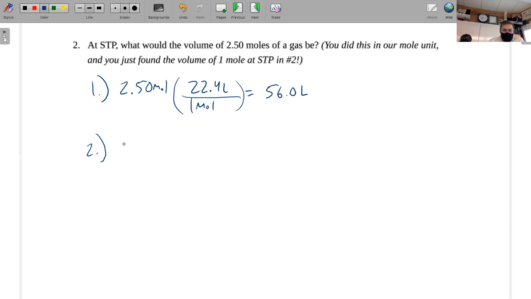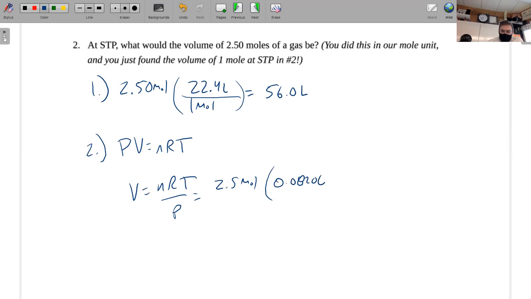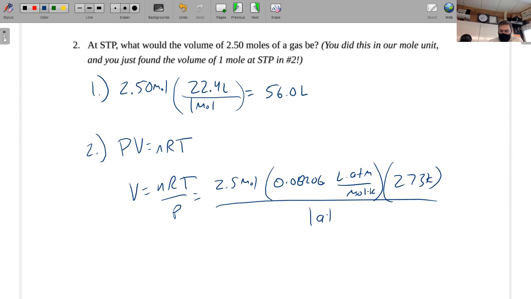Or the other way to do it is by using the ideal gas law, PV equals nRT, where V is equal to nRT over P. So I have 2.5 moles times the ideal gas constant, if you do it in atmospheres, 0.08206 liter atmosphere per mole Kelvin, times the temperature, 273 Kelvin, divided by the pressure, 1 atmosphere. You get the same thing, 56.0 liters.